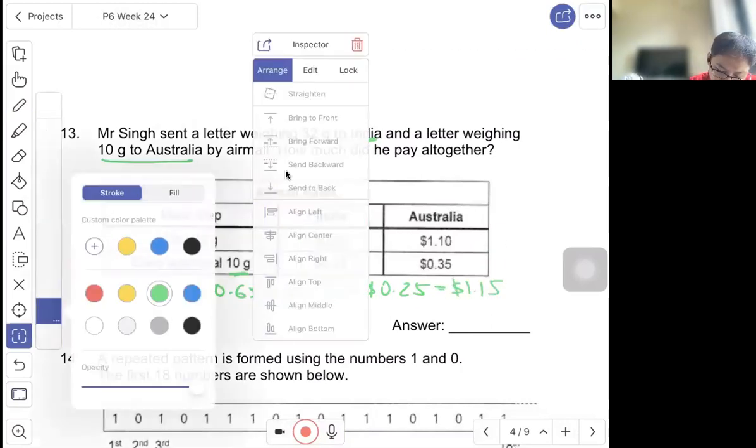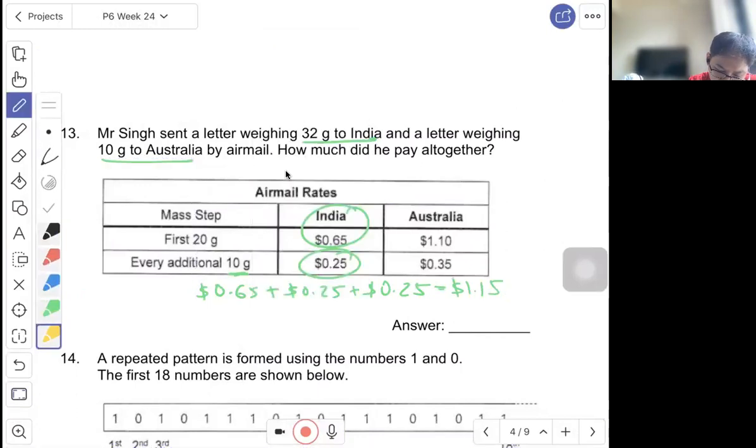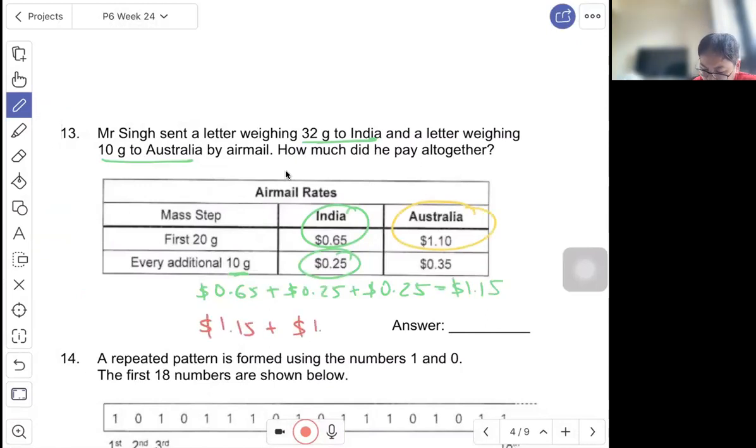Next, for Australia, 10 grams. 10 grams will be in the first 20 grams. So $1.10. Then add them together. You get the answer $2.25.